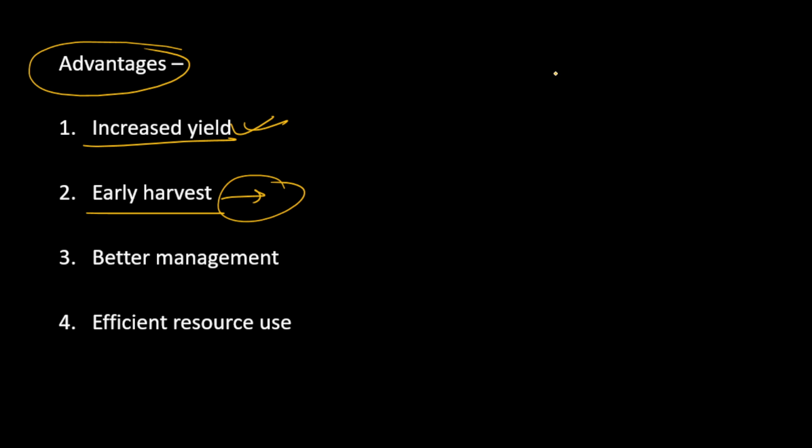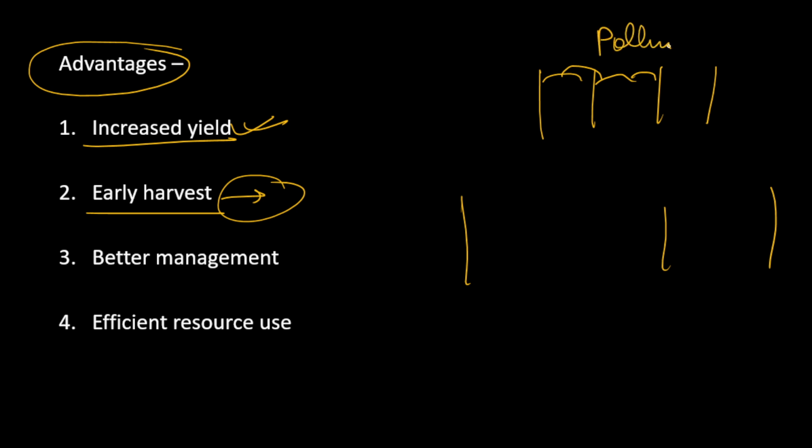There are three reasons for it. Suppose there is high density and there is low density. In high density, the chances of pollination increase. Secondly, we are using dwarf varieties. It is scientifically proven that dwarf varieties mature a bit earlier as compared to the normal traditional varieties. Good varieties and better chances of pollination, so these things lead to early harvest.